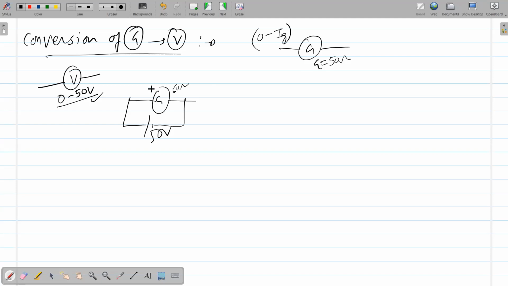So what will happen if you connect this much voltage across this galvanometer directly? By using Ohm's law, the flowing current in this situation will be 1 ampere, which is quite large compared to the maximum permissible value of current through the galvanometer. I've already told you that it is only in microampere. So this is quite large and this will damage the device. Is it clear? We cannot just apply the whole 50 volt across the galvanometer.